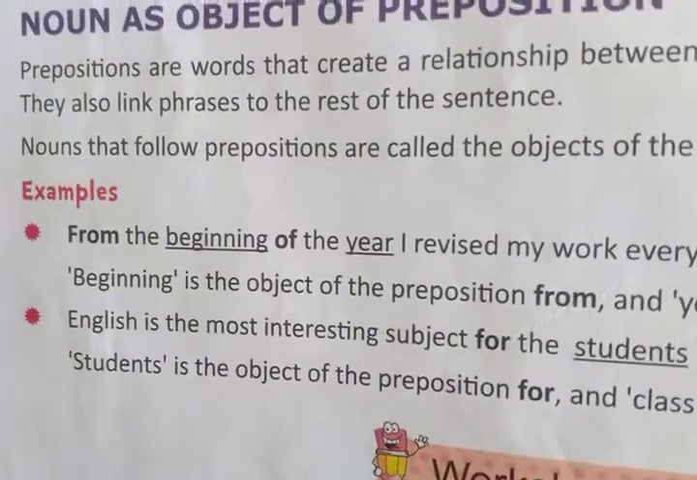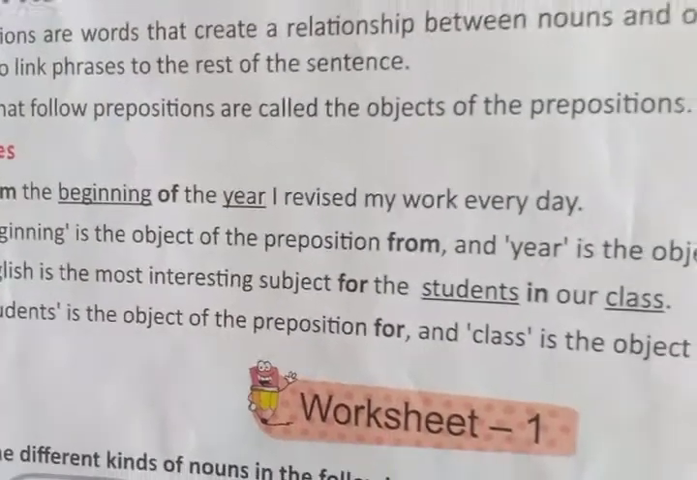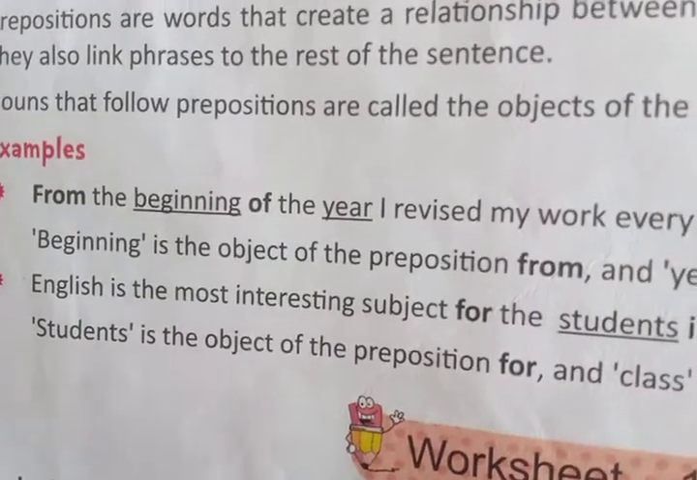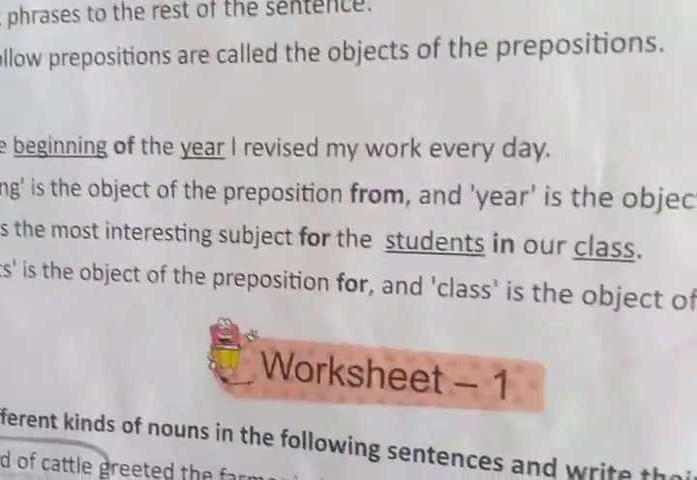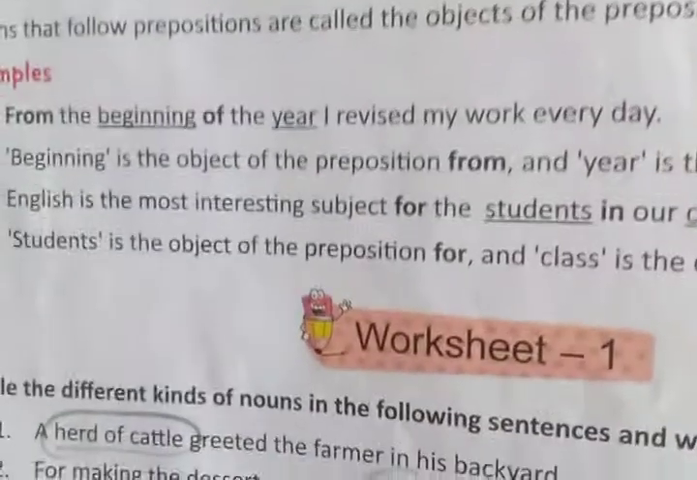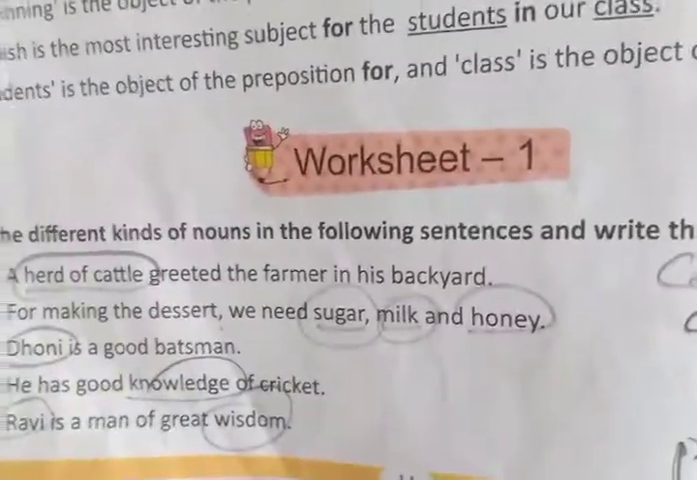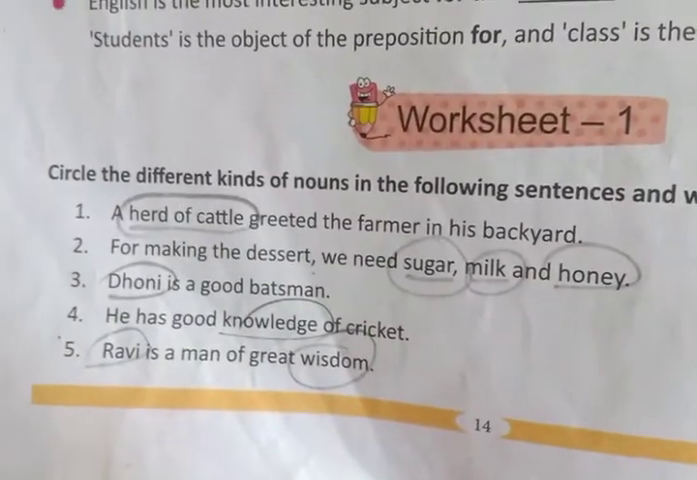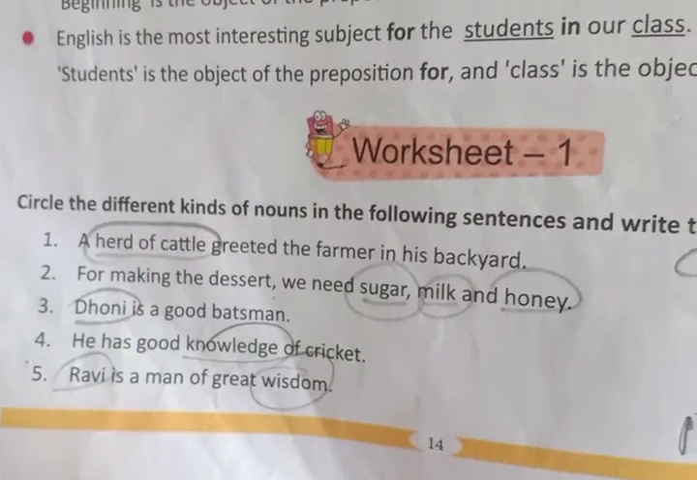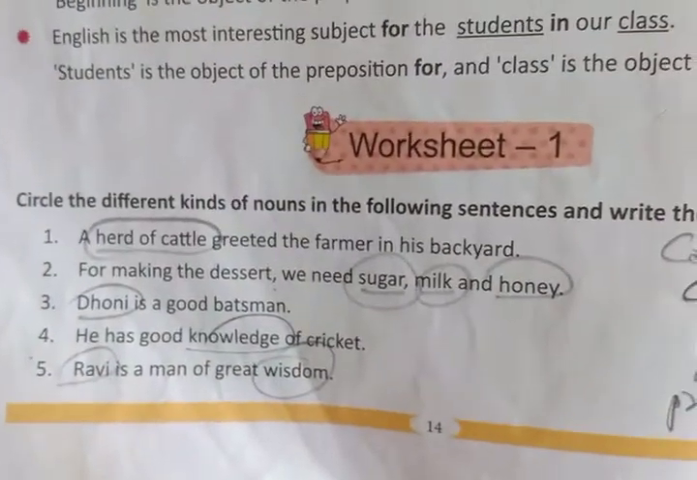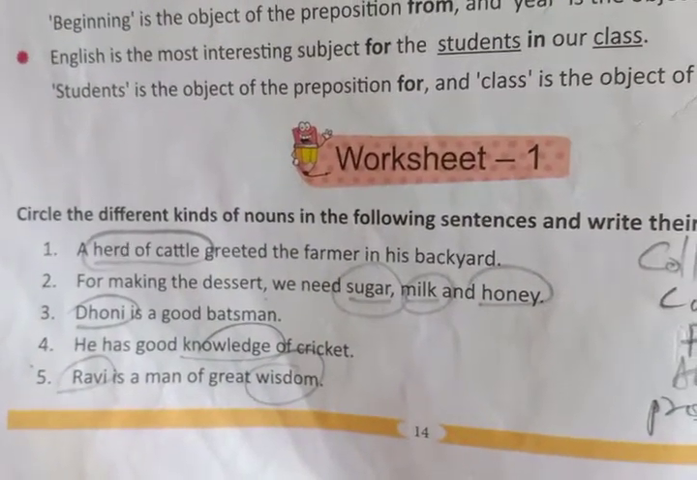Next, English is the most interesting subject for the students in our class. Students is the object of the preposition for, and class is the object of the preposition in. So these are quite clear. Just follow. So next, let us proceed towards worksheet number 1. What we have to do here? Circle the different kinds of nouns in the following sentences and write their types. We have to circle the different kinds of nouns which have been given in these sentences.